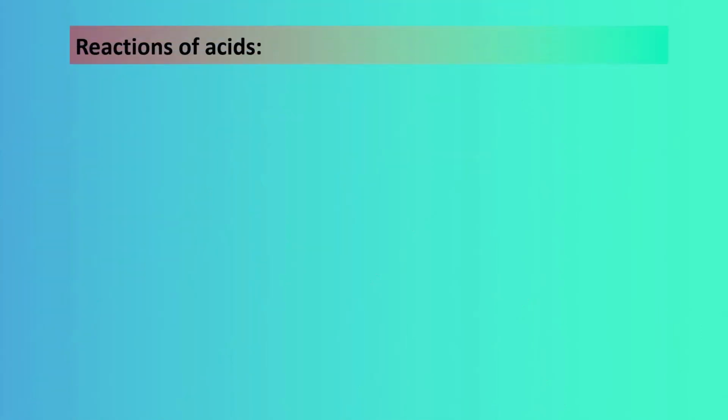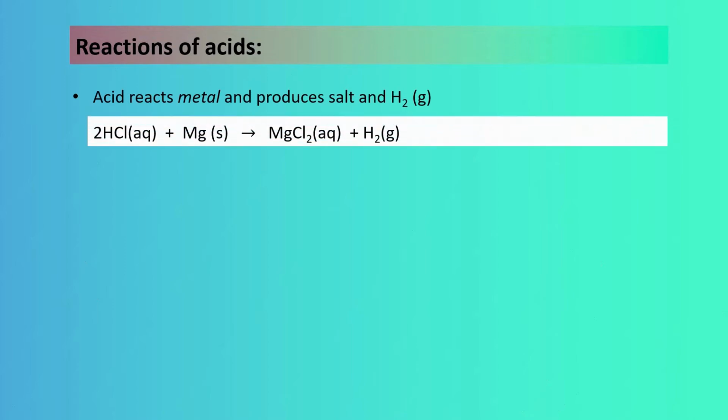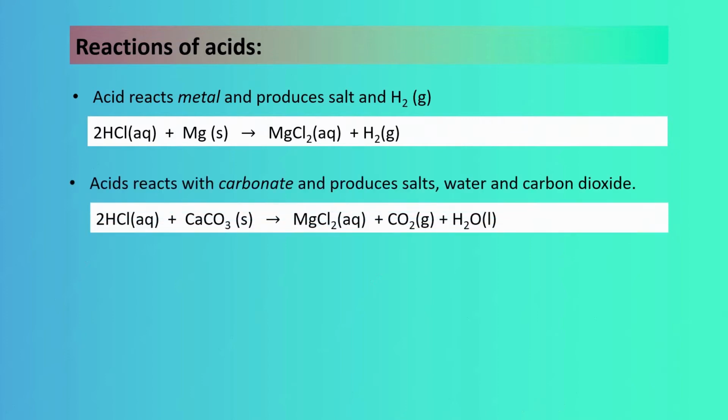Reactions of acid. Acid reacts with metal and produces salt and hydrogen gas. When the hydrogen gas is burned, it makes a pop sound. Acid reacts with metal carbonate and produces salt, water and carbon dioxide. The test for carbon dioxide gas is that when the gas is passed through lime water, it turns milky.